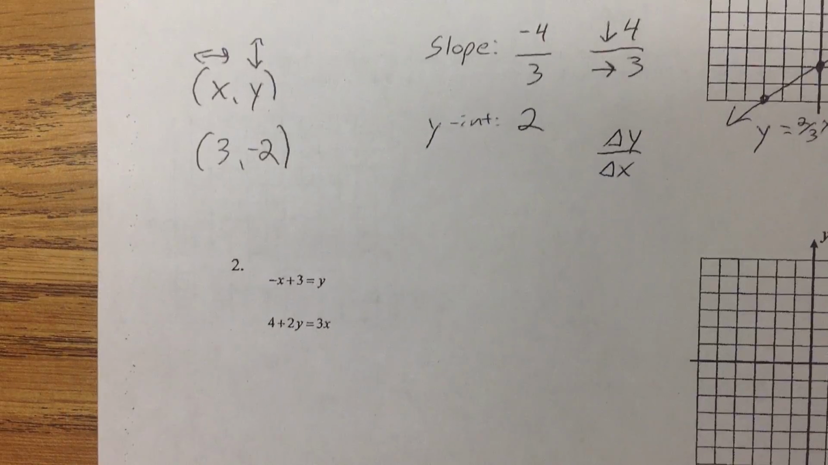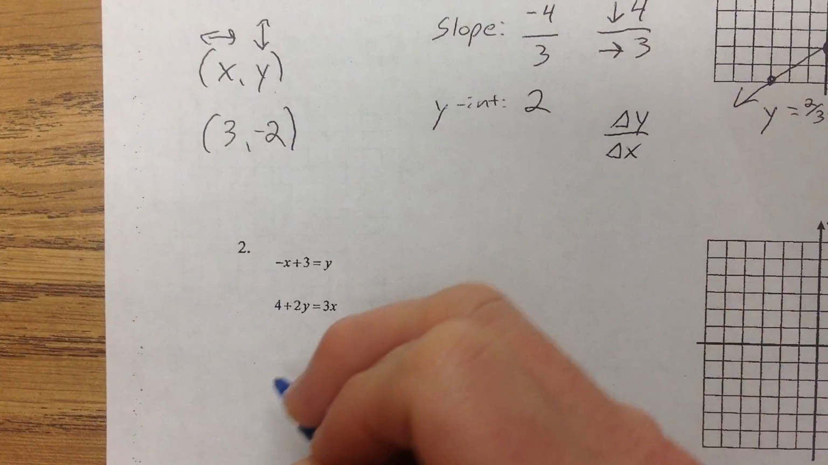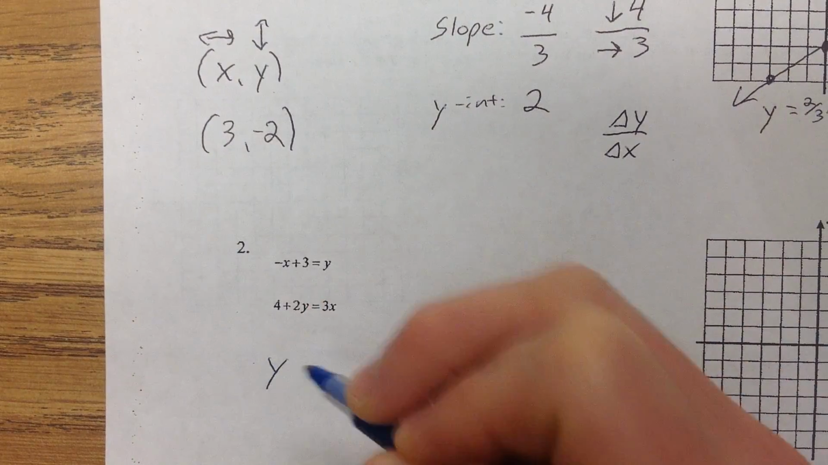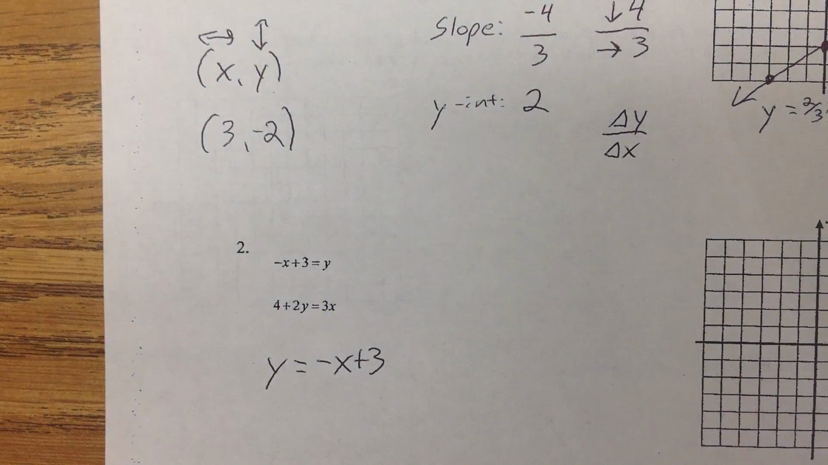All right, let's move on to the second one here. Negative x plus 3 equals y. Don't get thrown off just because the y is on the other side. It's still already by itself, so we're pretty much just ready to graph this one. If you want to rewrite it, we can do that. Y equals negative x plus 3.